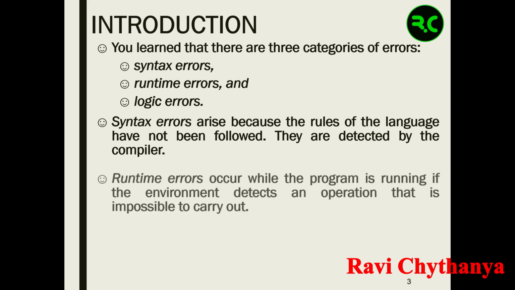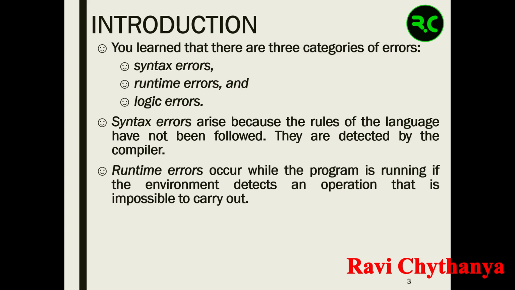Next, runtime errors occur while the program is running, if the environment detects an operation that is impossible to carry out. For example, if I fetch a value from an array of length 5, but I try to retrieve the value at the 6th position, that is not possible to carry out. Such errors are called runtime errors.